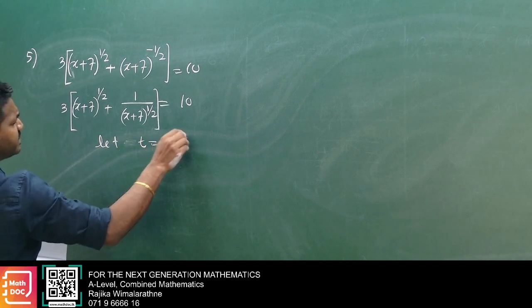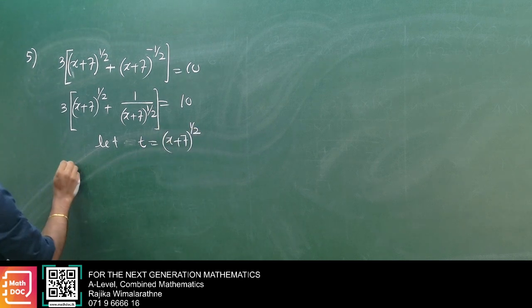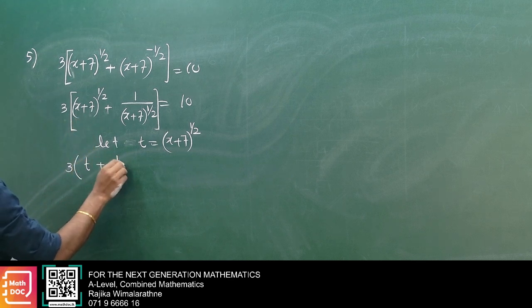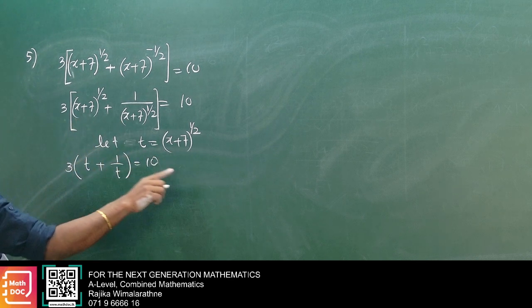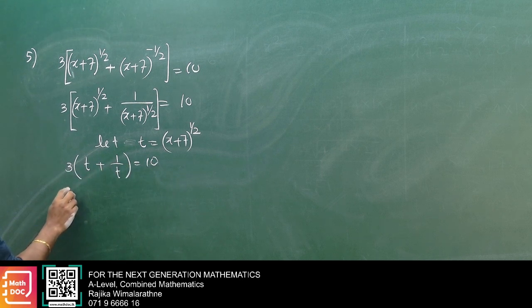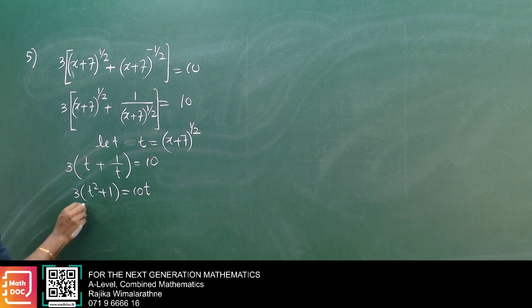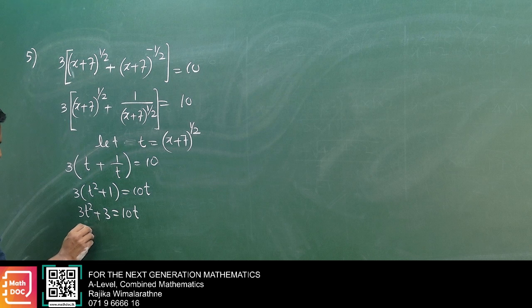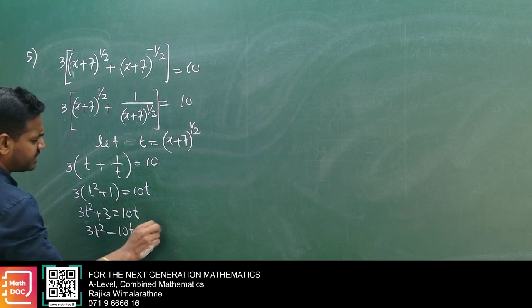t equal x plus 7 power half. Then here 3t plus 1 over t equals 10. Then multiply by t, 3t square plus 1 equals 10t. 3t square plus 3 equal 10t? Then 3t square minus 10t plus 3 equals 0.